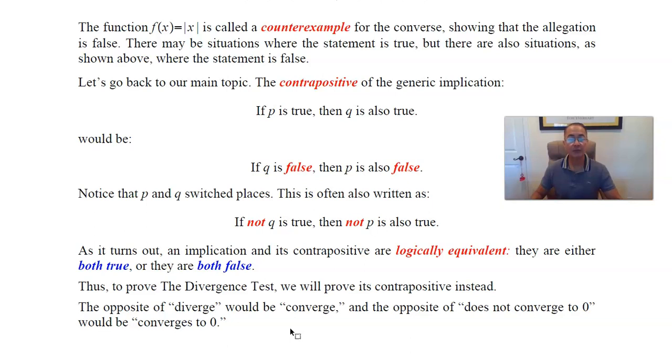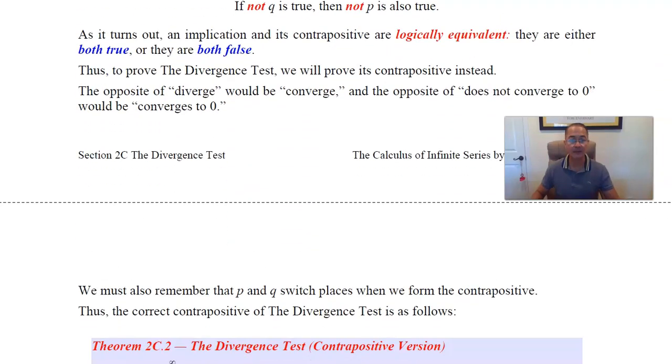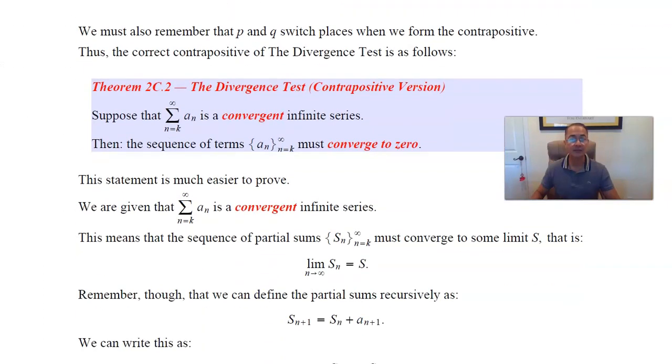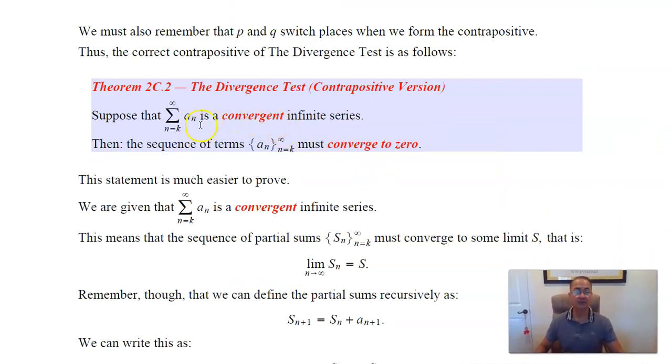Okay, so what did the divergence test say? If the terms do not go to zero, then the series diverges. Okay, so the conclusion is the series diverges. The opposite of that conclusion would be to converge. What is the opposite of does not converge to zero? Well, it will have to be converges to zero. So now we are able to write the contrapositive of the divergence test, which says, if a series is convergent, then the terms of that series must converge to zero.